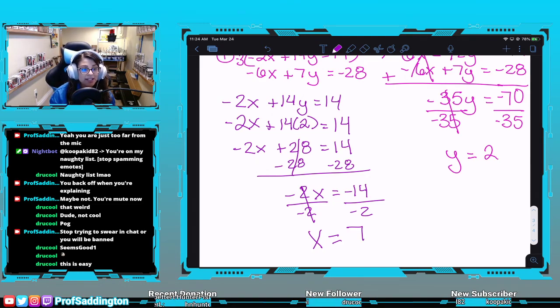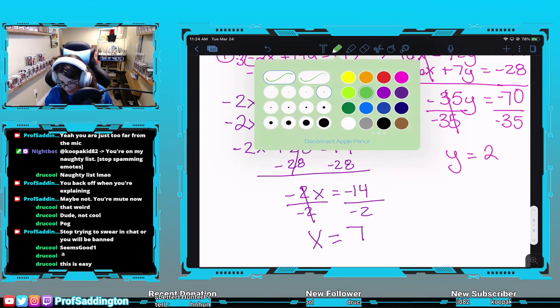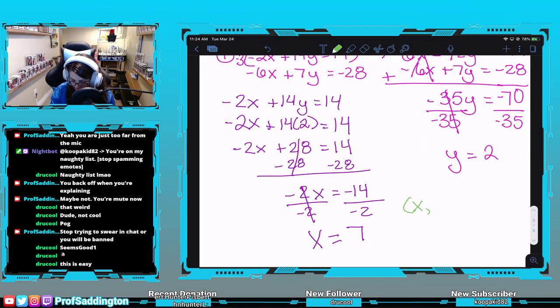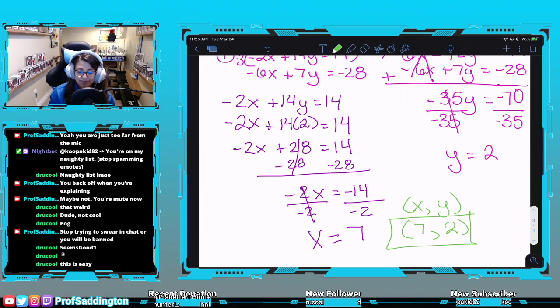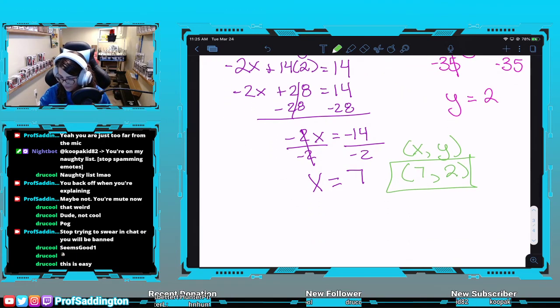So for me, because technically these are both two linear equations, how I want you to write your final answer is in our x comma y format. So my x value is 7 and my y value is 2. We can box that in. Any questions? Okay.